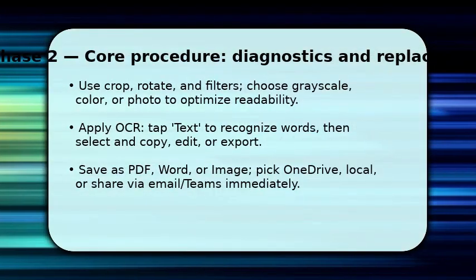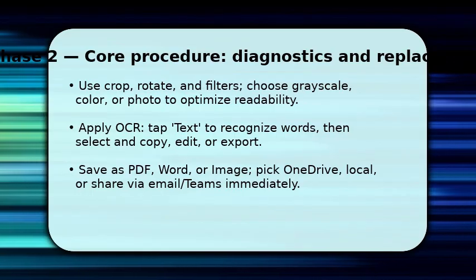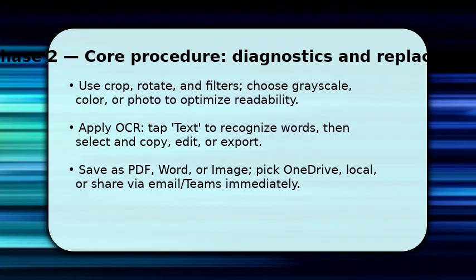Next, refine the capture. Crop tightly, rotate if needed, and apply a filter, grayscale or color, to boost clarity. This reduces background noise and improves OCR accuracy. Once done, tap the text or OCR option. Lens converts the image into selectable text so you can copy, edit, or search it.